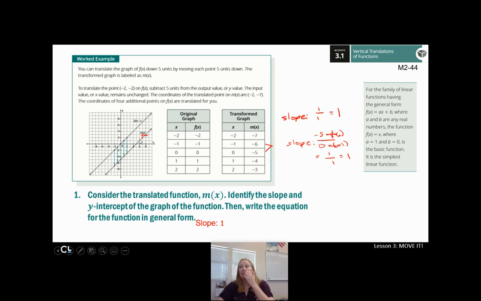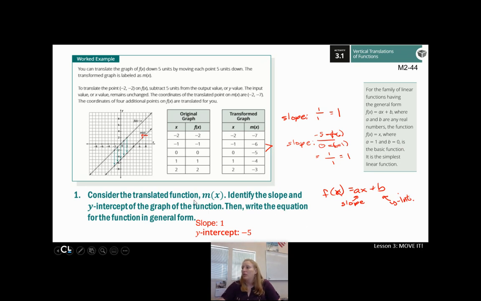For the y-intercept, though, I just looked at the graph and asked, where does it hit my y-axis? And it looks like my y-intercept hits my y-axis at -5. And that means I can write the general form of the equation, right? We usually write, the general form is f of x equals ax plus b. We know that a is my slope. We know that b is my y-intercept.